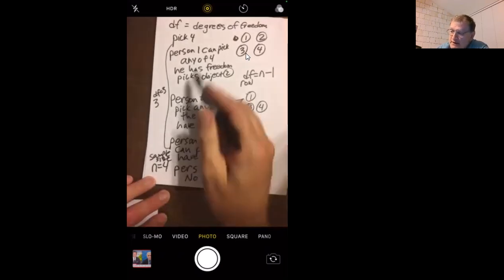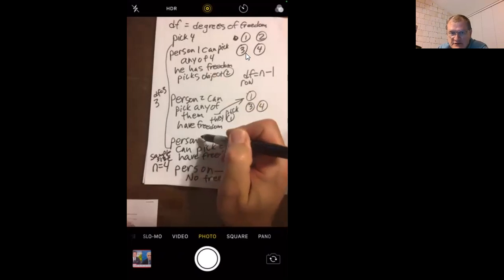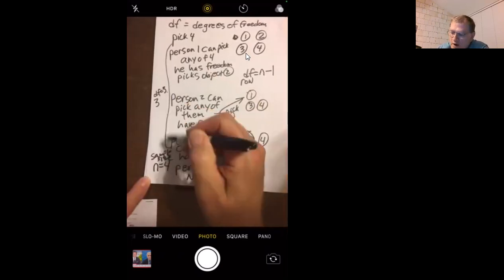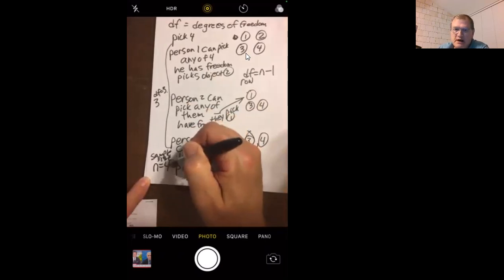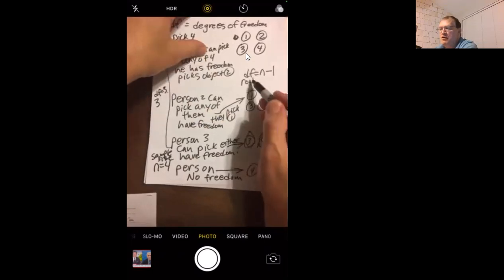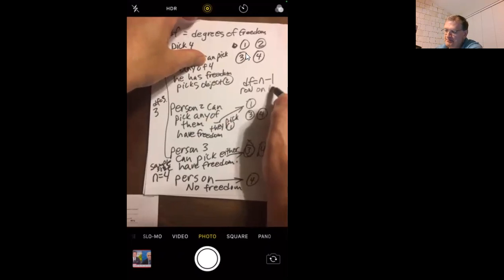Which means each of the 3 people has some degree of freedom, and that's 3 of them, 1 less than the total number of people, the sample size of 4. So your degrees of freedom is your sample size minus 1. And that will give you the row on the t table.